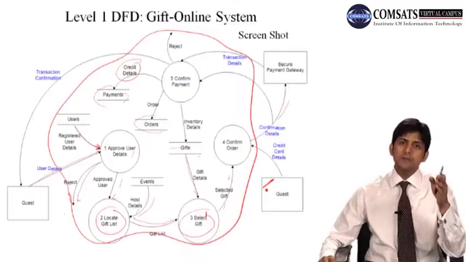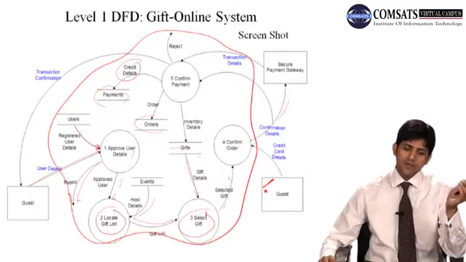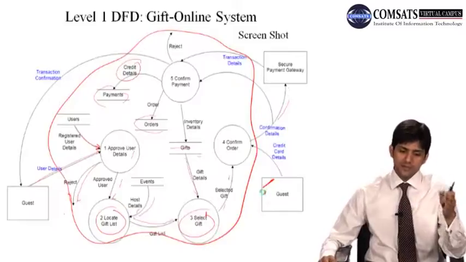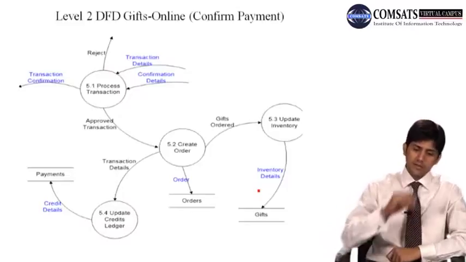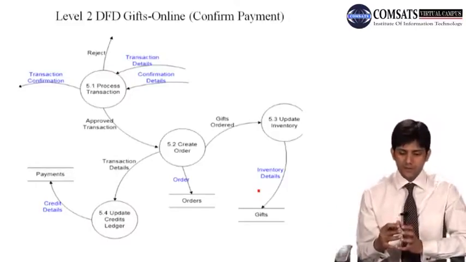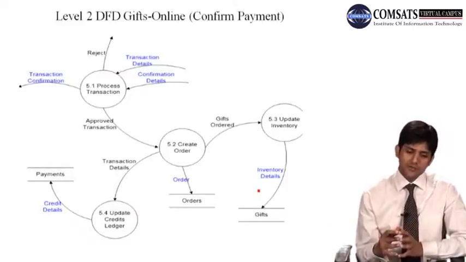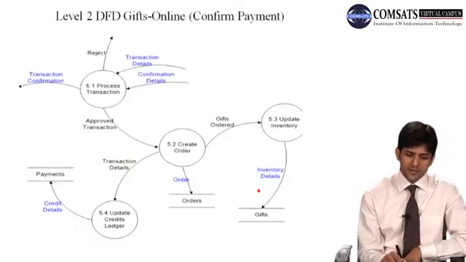and if you look at process number 5, which is the confirm payment, okay, now we have created level 2 DFD for that. So this is the level 2 DFD, which is basically confirmation payment. अगर हम इसको देखें तो we have decomposed it into 4 sub processes. So first one is the process transaction.